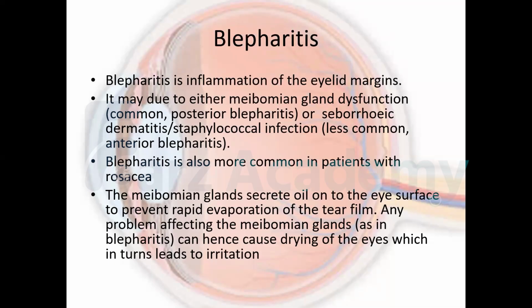The meibomian glands secrete oil onto the eye surface to prevent rapid evaporation of the tear film. So what happens when there is excessive secretion and the glands get blocked? One, there is inflammation, and two, there is drying of the eyes very quickly because there is no oil layer on the tear film, and this leads to eye irritation also.